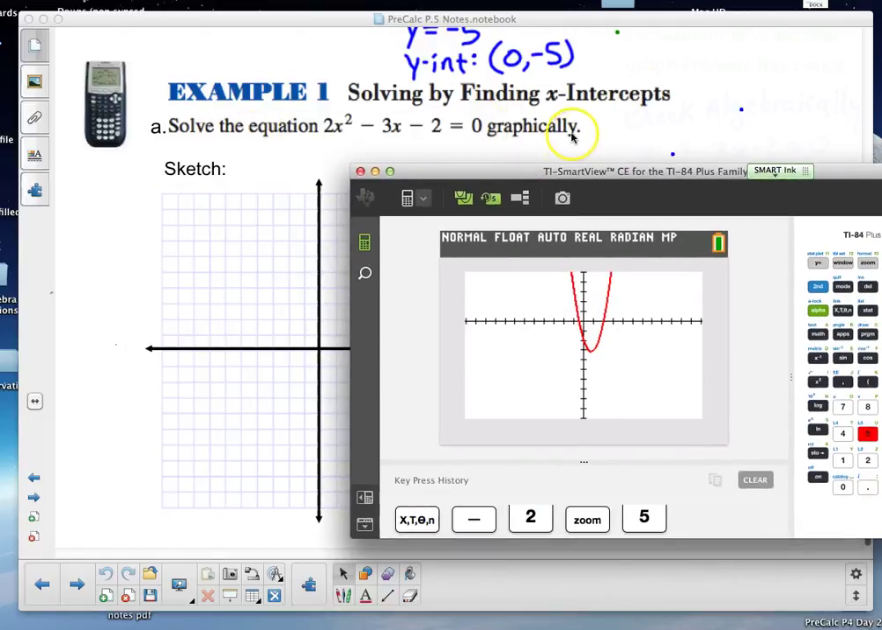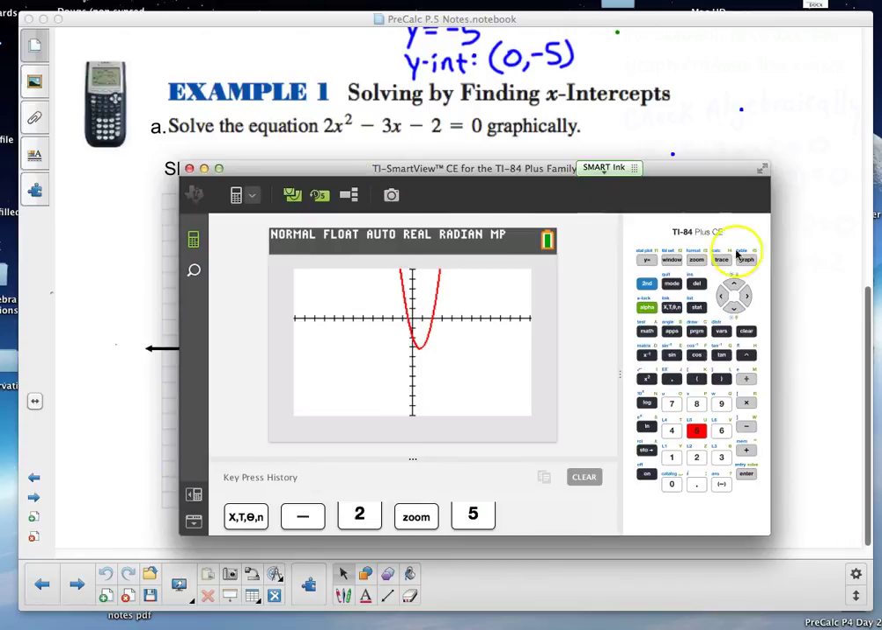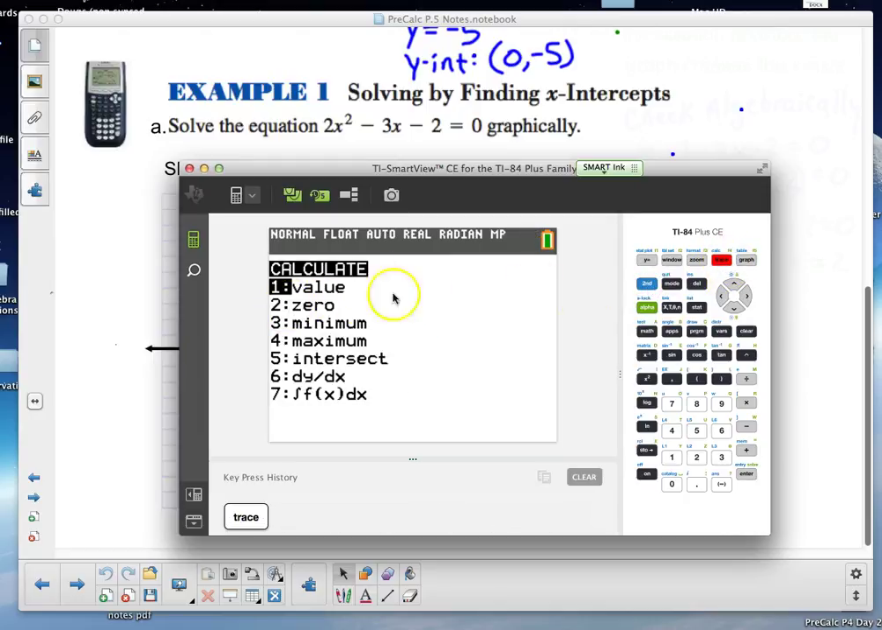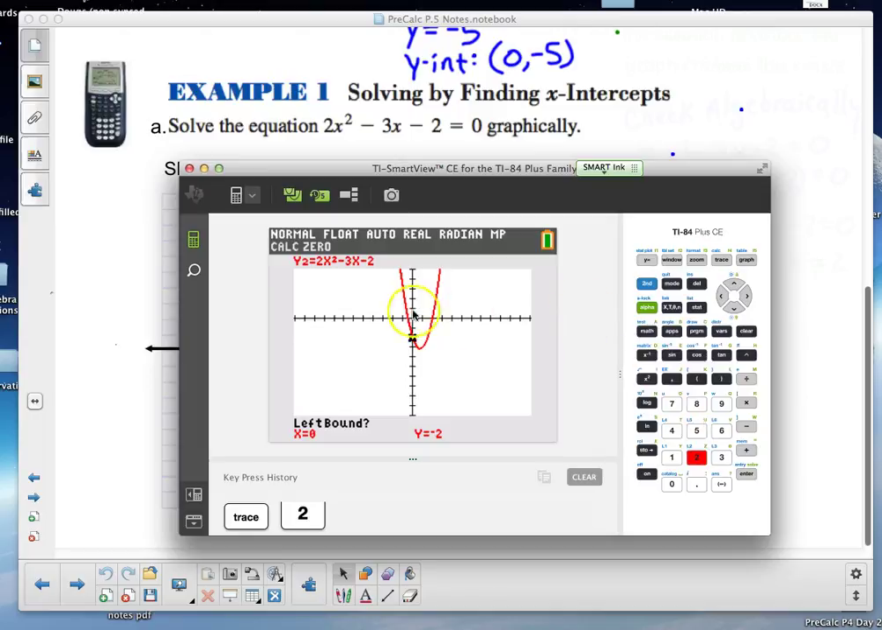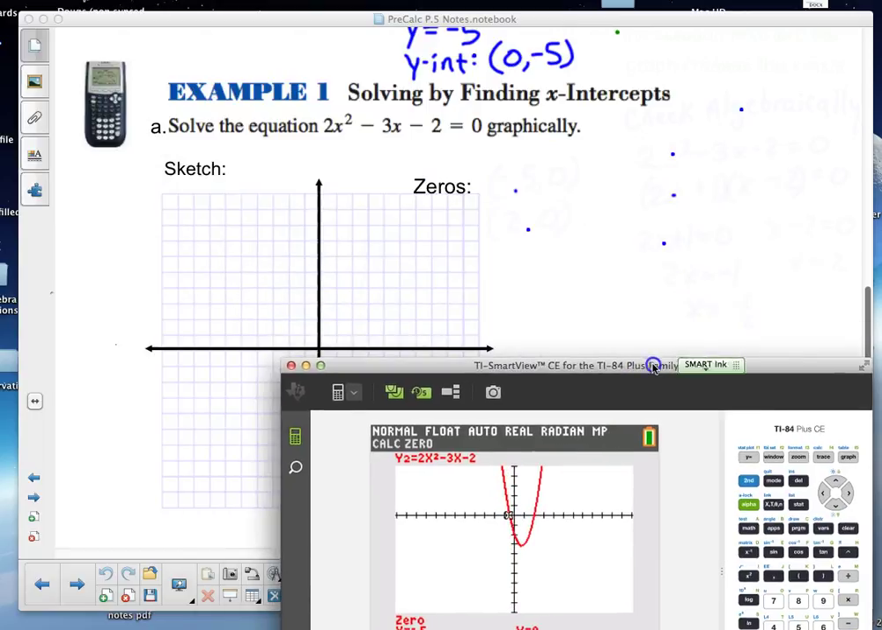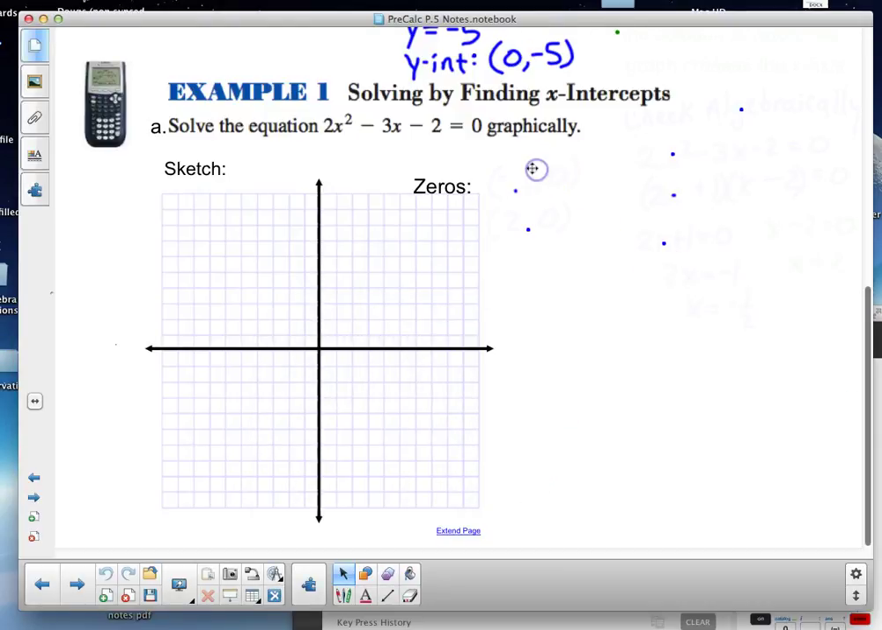Solve the equation graphically. So let's solve it graphically. Let's look at my zeros on my equation. So I hit second, I go to calc, and I want to go 0, so I go 2. Okay, my cursor shows up. It says left bound. I have to go to the left side of one of my zeros. So I'm going to go to the left side of that one. I hit enter. And now I go to the right side of that zero or below it, and I hit enter again. And that is one of my zeros, -0.5.